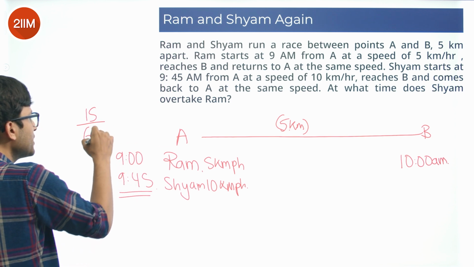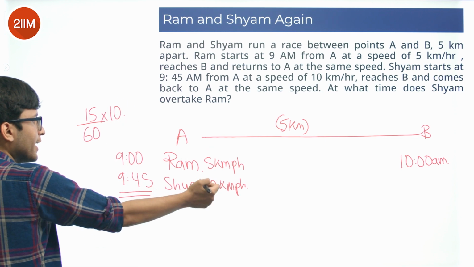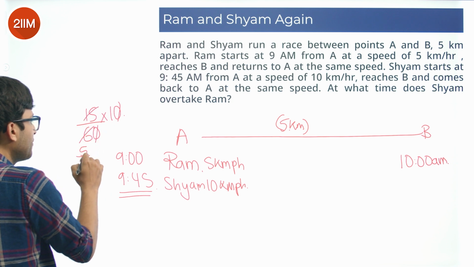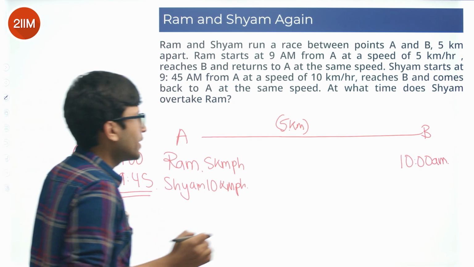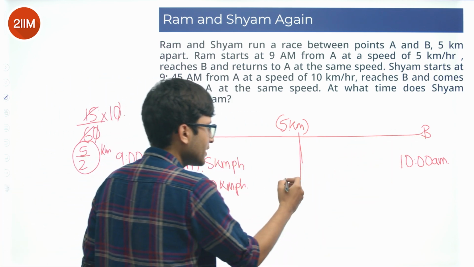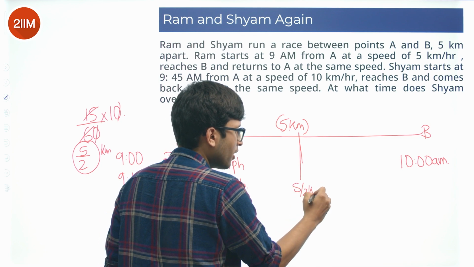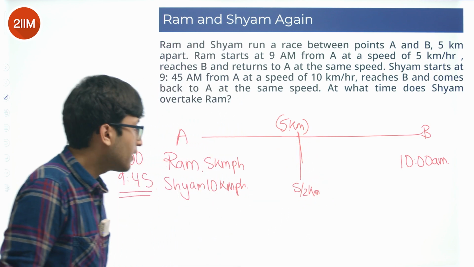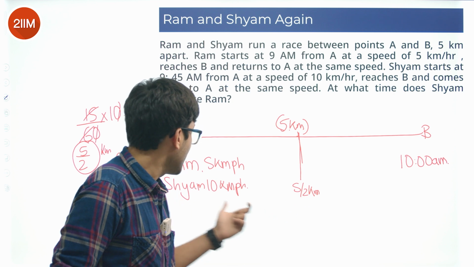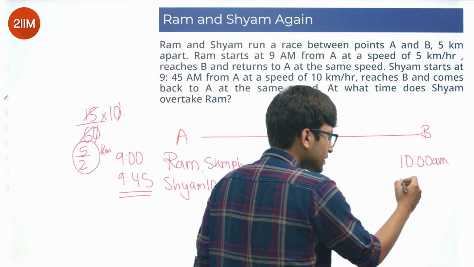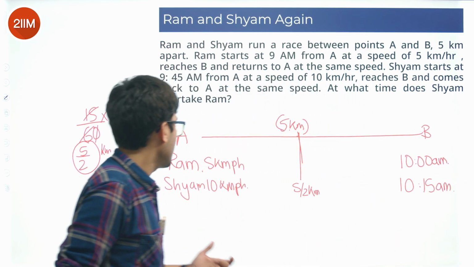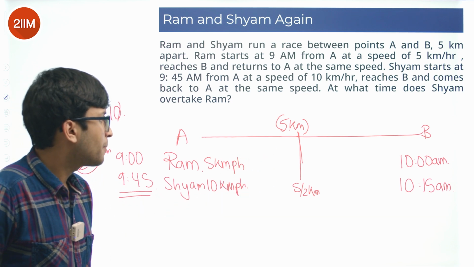Let us find out how much distance he would have covered in these 15 minutes at a speed of 10 kilometers per hour. So my answer is 5 by 2 kilometers. Perfect, so it is the middle portion. When Ram has reached point B, Shyam has traveled 5 by 2 kilometers, or is at the middle point. Let's continue. If he takes 15 minutes to reach the middle point, Shyam will reach point B in 15 more minutes. So at 10:15 in the morning, Shyam would reach point B.